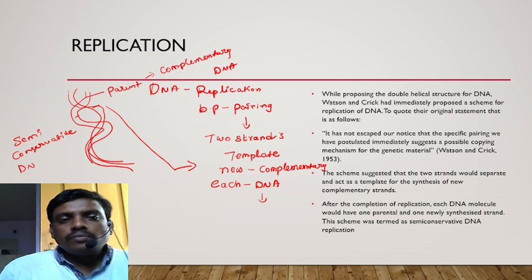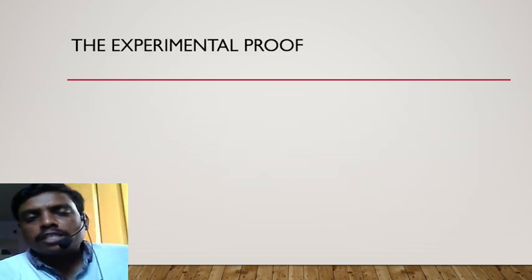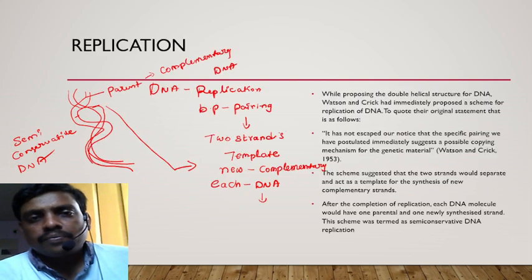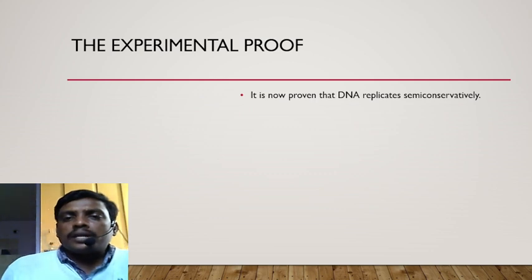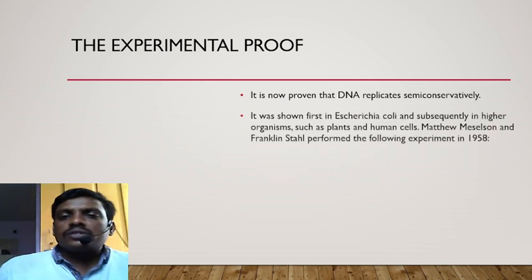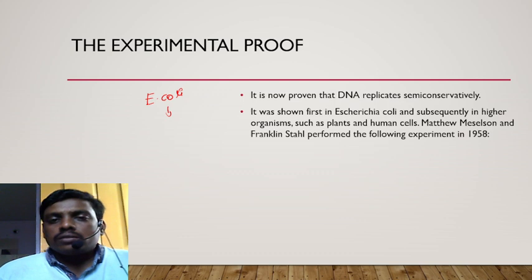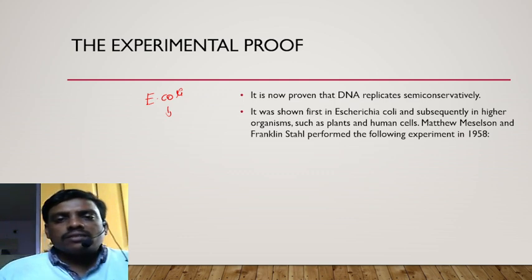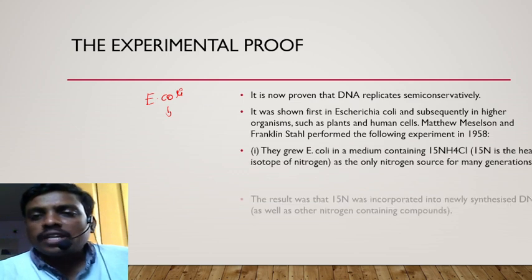Finally, what is the experimental proof for this? It is now proven that DNA replicates semi-conservatively. There was an experiment, first performed in E. coli bacteria, and after that in higher organisms such as plants and human cells. Matthew Meselson and Franklin Stahl performed the following experiment in 1958.